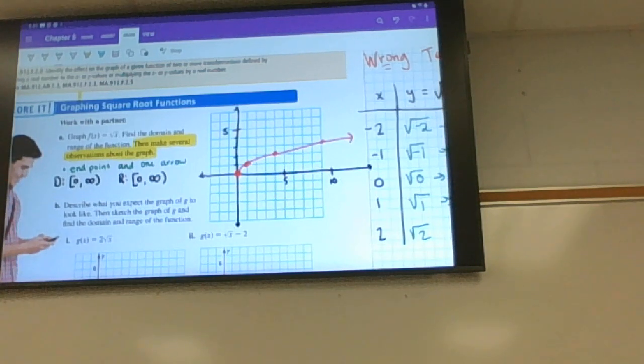If you end up graphing and you have decimals, it's okay. You can still make a graph with decimals. I was just asking.